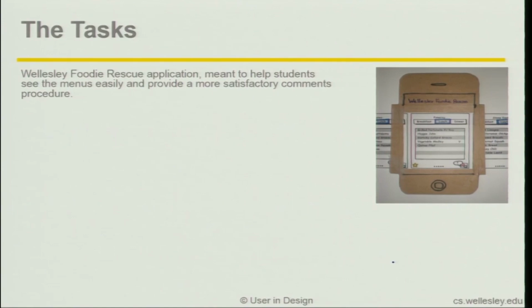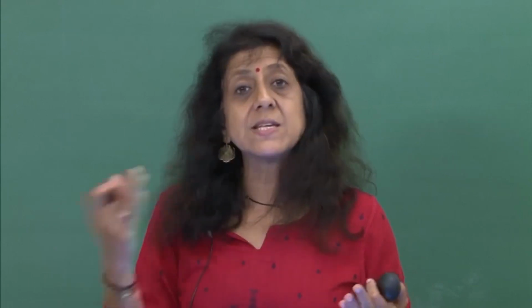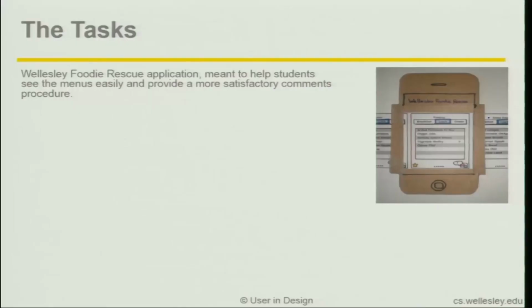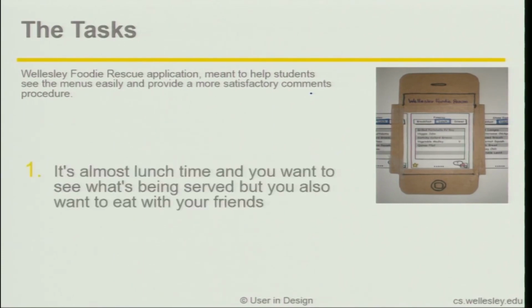Now let's look at what tasks are. This is the earlier prototype that we saw, the Wellesley Foodie Rescue application, and we saw it in the context of a paper prototype. I shared it with you as an example of how with paper and an overlay you can show a sliding screen. Now what is this application? It is meant to help students see menus easily and provide a more satisfactory comment procedure.